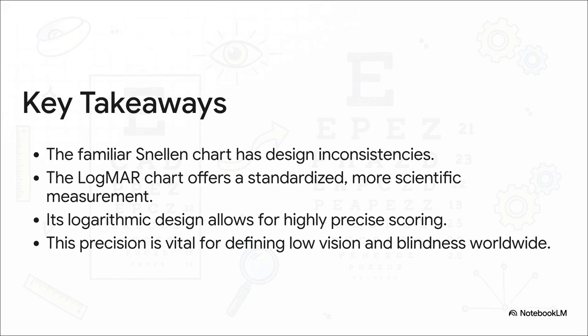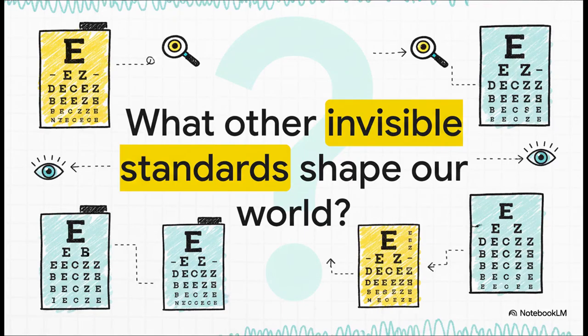So let's recap the lesson real quick. We've established that the good old Snellen chart has some critical design inconsistencies. The LogMAR chart corrects for all of those, offering a standardized, truly scientific measurement. Its logarithmic design allows for incredibly precise scoring. And maybe most importantly, this precision is the vital standard used all around the world to define low vision and blindness. So I'll just leave you with this thought.